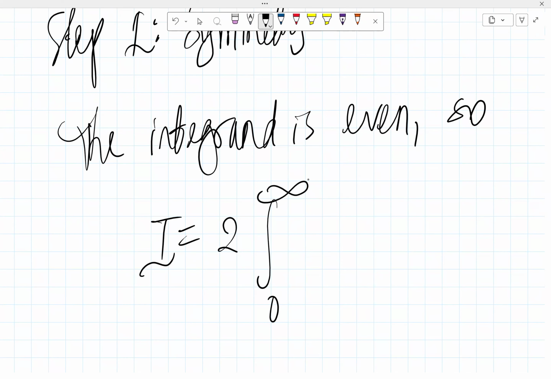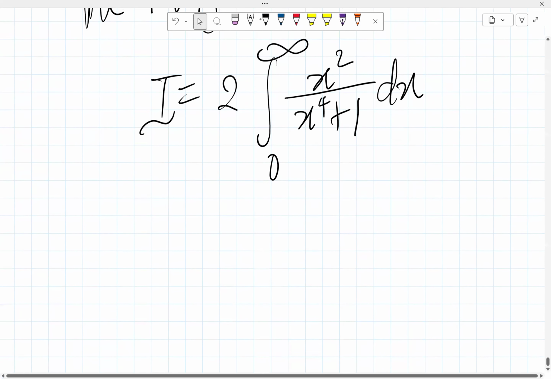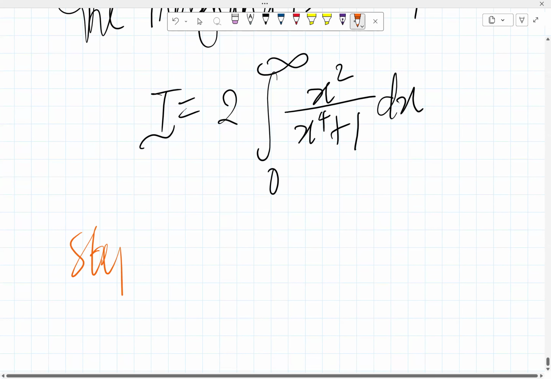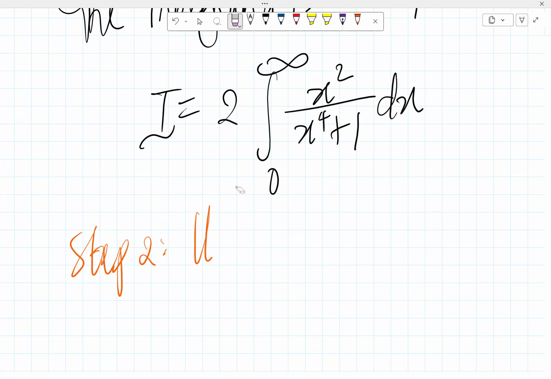Minus infinity to infinity, we can break it into minus infinity to 0 and 0 to infinity. So that's 2 times the integral from 0 to infinity of x squared all over x raised to the power 4 plus 1 dx. And then we go for step 2. In step 2 now, we use known results.